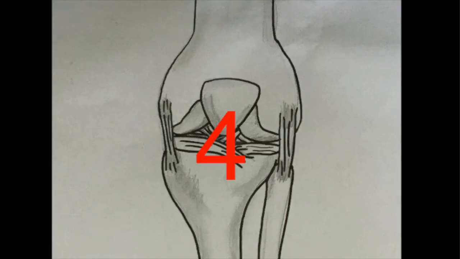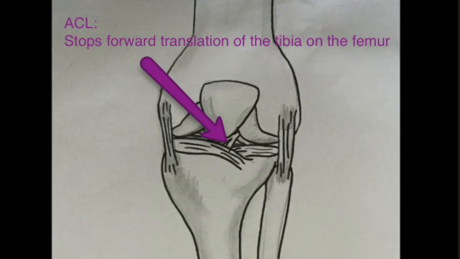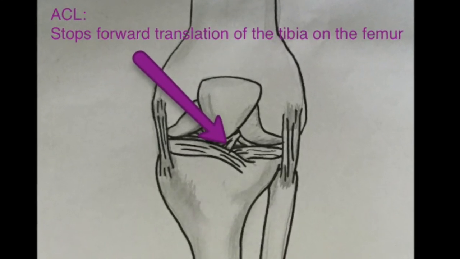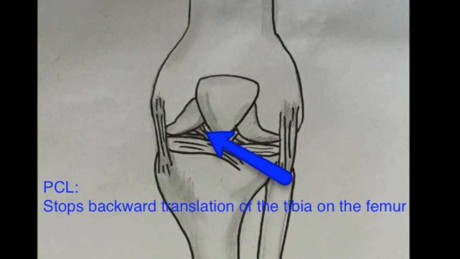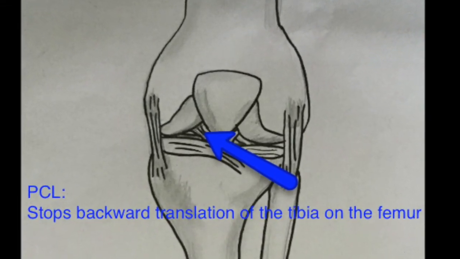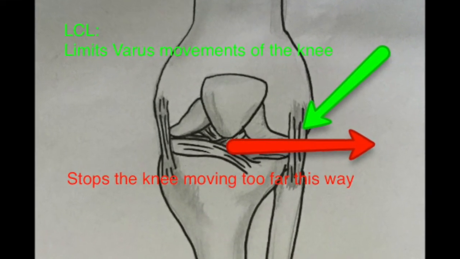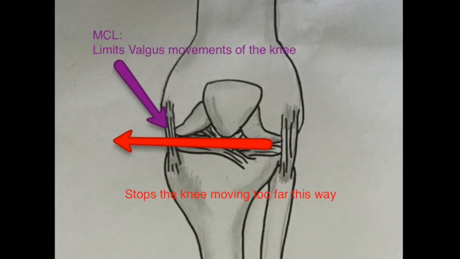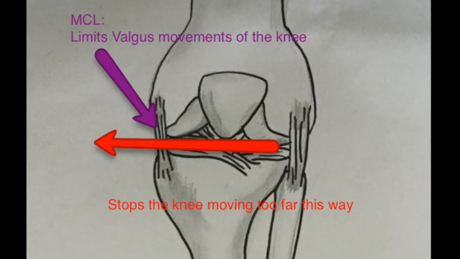In the knee there are 4 main ligaments: the anterior cruciate ligament, the posterior cruciate ligament, the medial collateral ligament, and the lateral collateral ligament. The ACL stops forward translation of the tibia on the femur. The PCL stops backwards translation of the tibia on the femur. The LCL limits varus movements of the knee, and the MCL limits valgus movements of the knee.